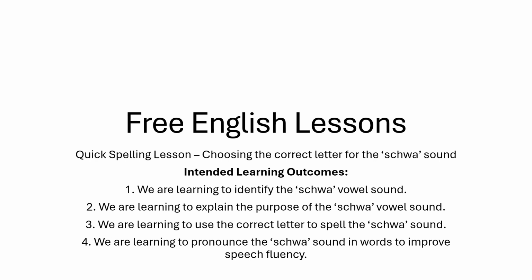There are 4 intended learning outcomes for this lesson. 1. We are learning to identify the schwa vowel sound. 2. We are learning to explain the purpose of the schwa vowel sound. 3. We are learning to use the correct letter to spell the schwa sound. 4. We are learning to pronounce the schwa sound in words to improve speech fluency.